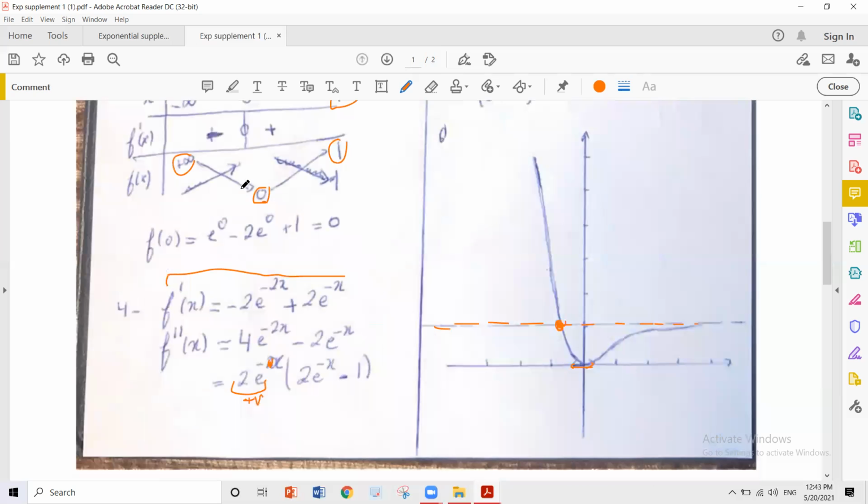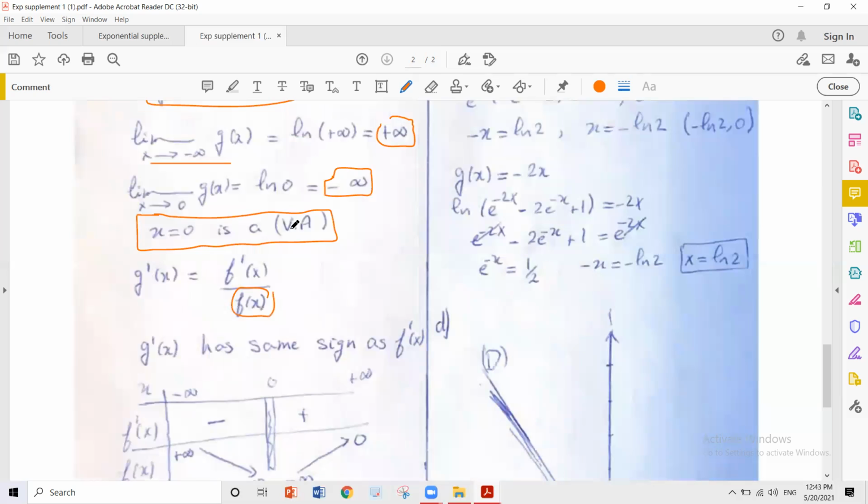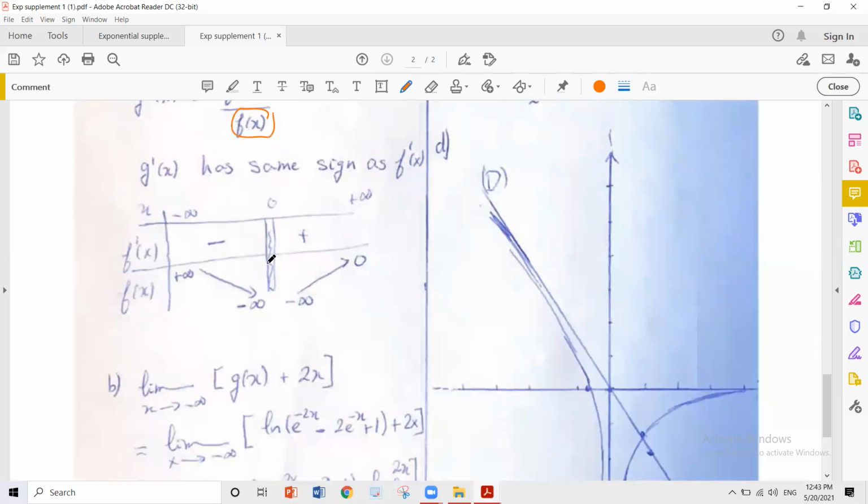As we saw before, f prime is negative before zero and positive after zero. So here is the table of variations. This is 0. Before 0 it is negative, after 0 it is positive. Decreasing, increasing. At minus infinity the limit is plus infinity, at 0 it is minus infinity, and at plus infinity we get 0.